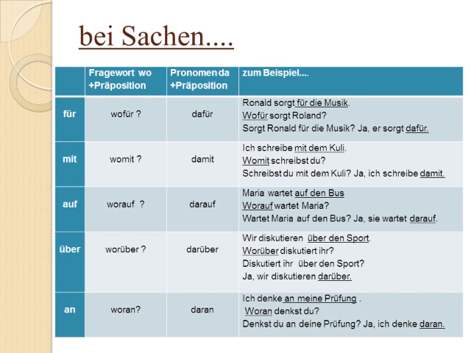Let's see some more examples. Auf. Fragwort wo plus preposition, worauf, and Pronomen da plus preposition, darauf. For example, Maria wartet auf den Bus. Worauf wartet Maria? Auf den Bus. As warten auf plus accusative, der Bus changes to den Bus. Wartet Maria auf den Bus? Ja, sie wartet darauf. Here, darauf refers to auf den Bus.